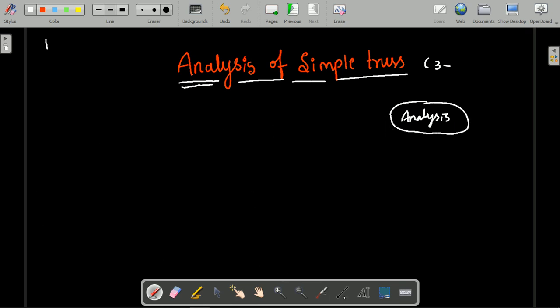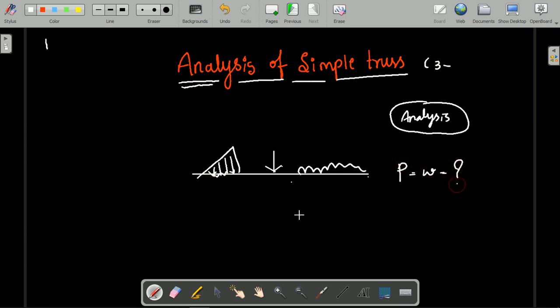Let me give an example of any beam. If you consider some simple beam, how much load is coming on the beam? It may be a point load, or a UDL, or a uniformly varying load. First we need to find out what load is coming on the beam. That is what we consider as analysis.